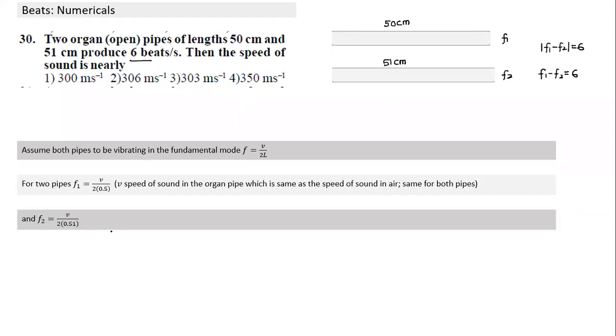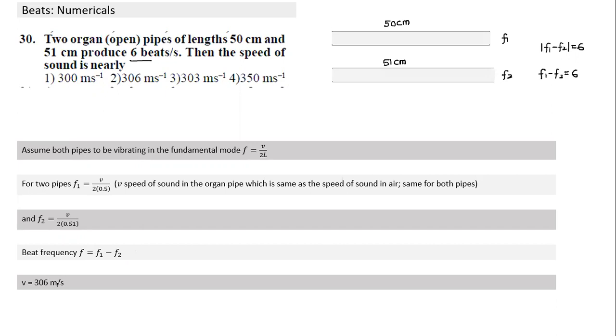And for F2, we write V divided by 2 into 0.51, and I write F1 minus F2 is equal to 6. I will get the value of V, which is the one unknown, which is very simple. So beat frequency is F1 minus F2. No need for mod, we know which is higher and which one is lower. We substitute, we solve, and we get the wave velocity equal to 306.